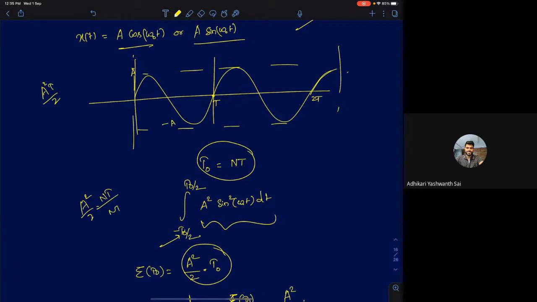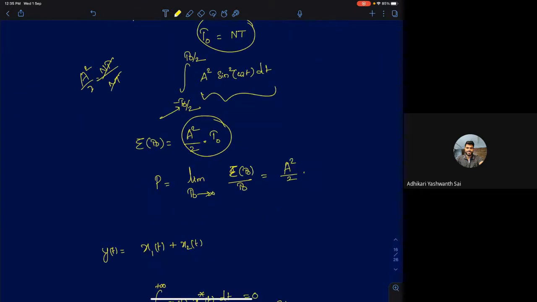Divided by nT, you get the power. So the power of a sinusoid is A squared by 2. It doesn't matter whether it's cosine or sine, the power is A squared by 2. So for a sinusoid, the power is A squared by 2.